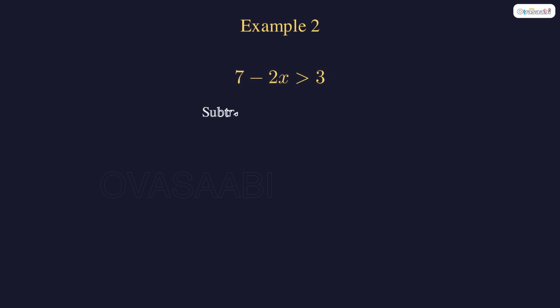Example 2. Solve 7 minus 2x is greater than 3. Subtract 7 from both sides. We get negative 2x is greater than negative 4.